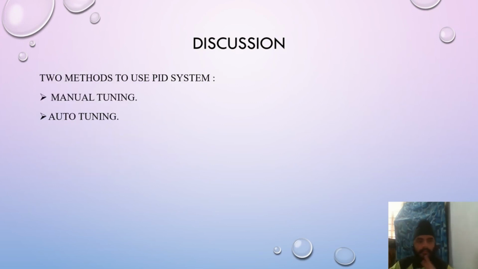Alright, there are two methods to use the proportional integral derivative controller system. The first one is manual tuning, and the second one is auto tuning of PID. Manual tuning of PID is common, but it needs several attempts to get the desired value. This method can be said to be trial and error to get the accurate result.